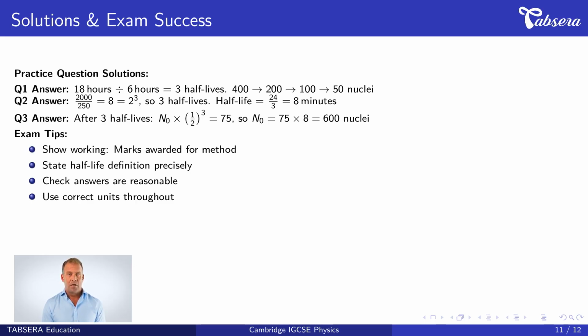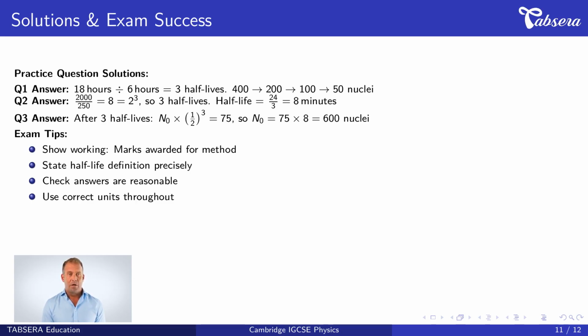For question 2, we find the reduction factor. 2000 divided by 250 equals 8. Since 8 equals 2 to the power of 3, 3 half-lives occurred. Therefore, half-life equals 24 minutes divided by 3, which is 8 minutes.